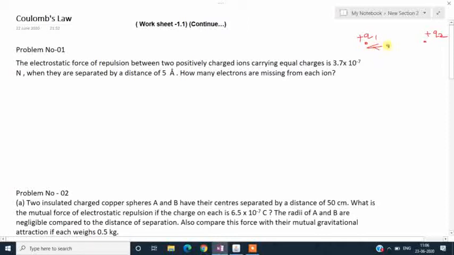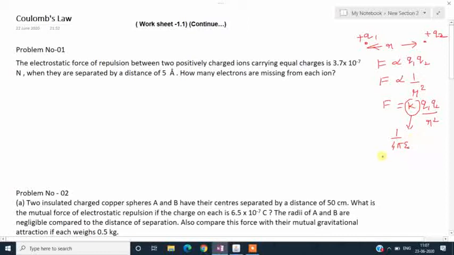If the distance between them is r, then the electrostatic force between them is directly proportional to the product of the magnitudes of the two charges, and inversely proportional to r square. It obeys the inverse square law, so we write F is equal to k into q1 q2 divided by r square. This k is the proportionality constant.